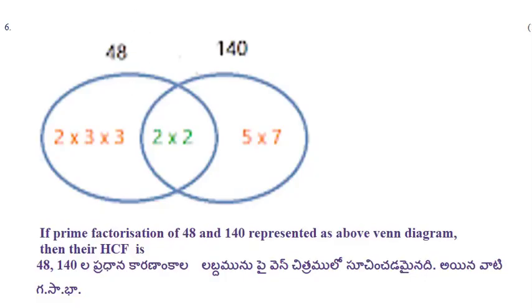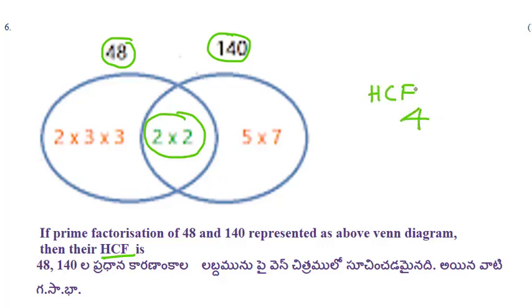Next problem. This is the Venn diagram that represents the prime factorization of 48 and 140. Now we have to find the HCF. To find the HCF, we take the product of common prime factors of both numbers. So common prime factors are 2 and 2. So the product is 4. So 4 is the HCF of both numbers.